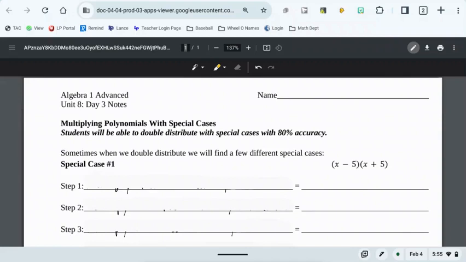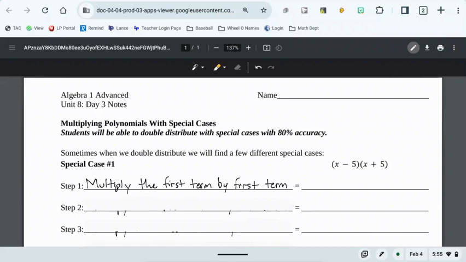So sometimes when we double distribute, we will find a few different special cases. So special case number 1, we have our two polynomials that we are going to multiply. And we notice that it's x minus 5 and x plus 5. So we're going to go through these steps and take a look and see what happens.